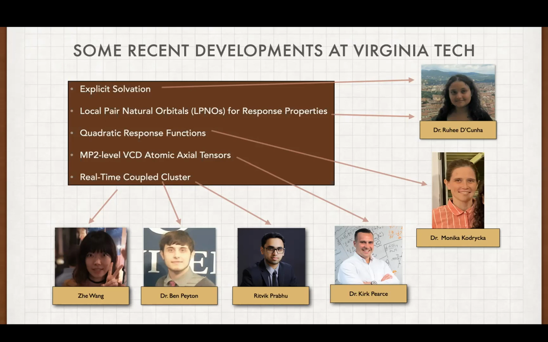Monika Kudrycka, who's now at Zapata Computing, worked on quadratic response functions. Dr. Kirk Pierce was working on atomic axial tensors, a subject that I would very much like to talk to Roger Amos about, since he did a lot of the pioneering work on that I found very helpful. And then more recently, some work in real-time coupled cluster, so explicitly time-dependent coupled cluster, that we've dived into.